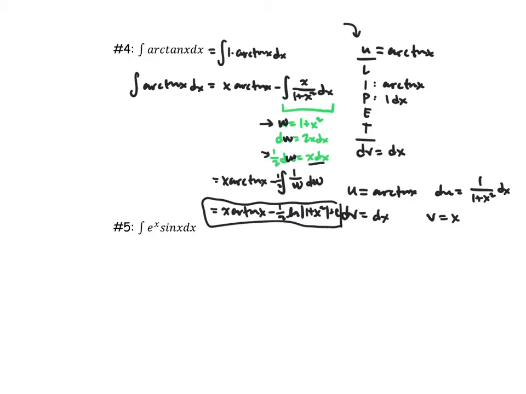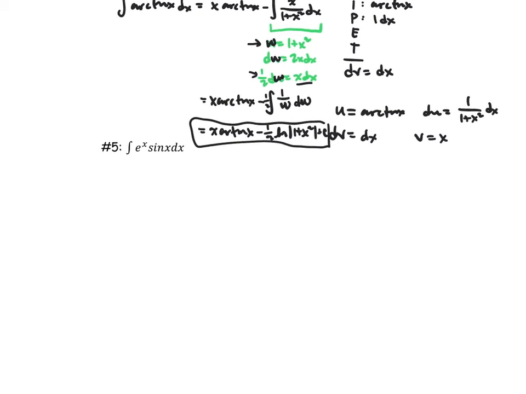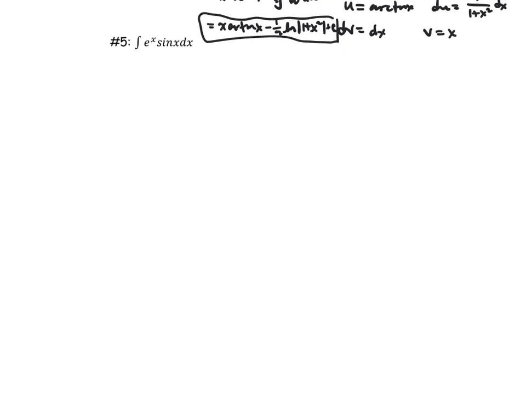Okay, let's look at number 5, very unique example. And we are going to use integration by parts. So let's first identify u and dv. So LIPET.